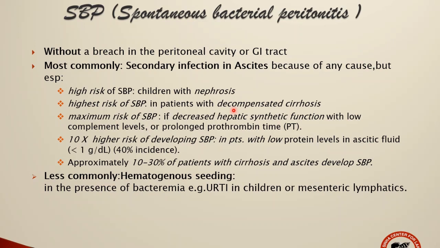Approximately 10 to 30% of patients with cirrhosis and ascites would develop spontaneous bacterial peritonitis. Less commonly, as I said earlier, the second scenario is hematogenous seeding, and this usually occurs in the presence of bacteremia following upper respiratory tract infection in children or mesenteric lymphadenitis.